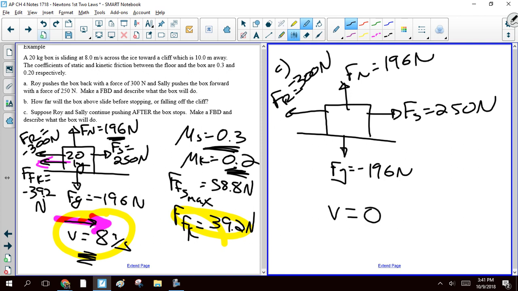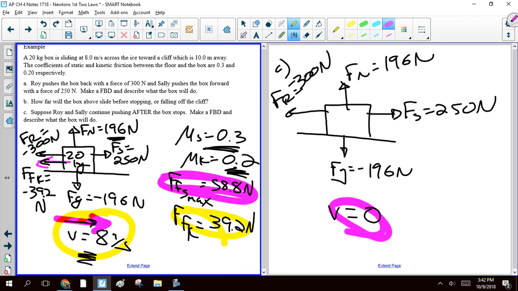Right now the box is stopped. So if there was no friction, the box would move to the left, right? Because Roy is winning. Okay, but remember, static friction. The box is at rest, so we're not necessarily at kinetic, right? Okay, the box is at rest. So now I want to be thinking about my static friction, right? So remember, static friction wants to prevent the box from moving.